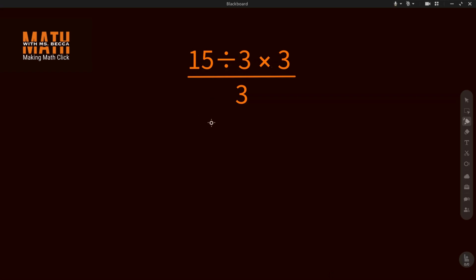How do we solve this type of question? We will be using the mathematics rule, the PEMDAS or BODMAS rule. Whenever multiplication and division appear together, we have to solve the one that appears first, the one from the left. We have to solve from left to right.